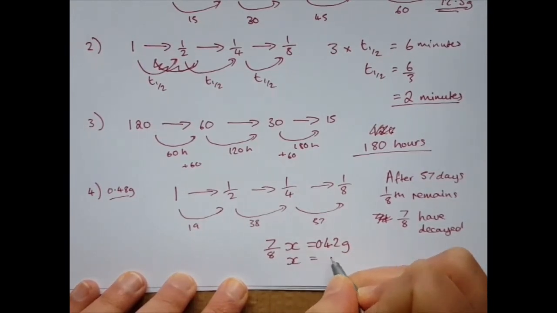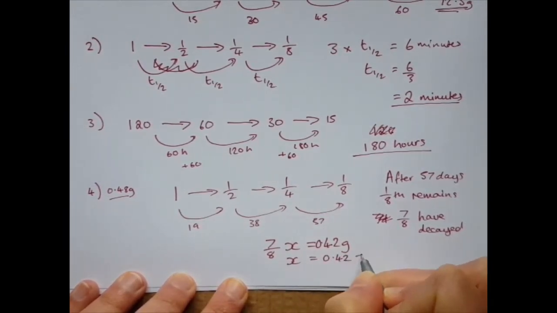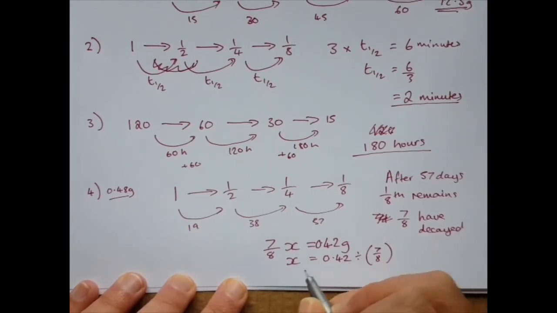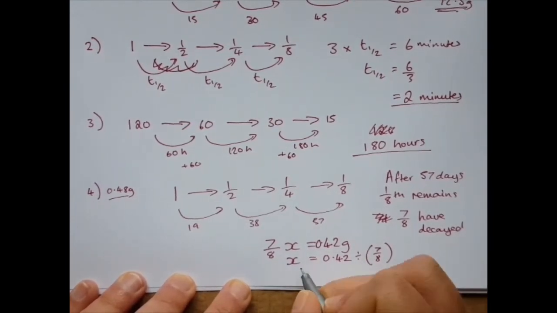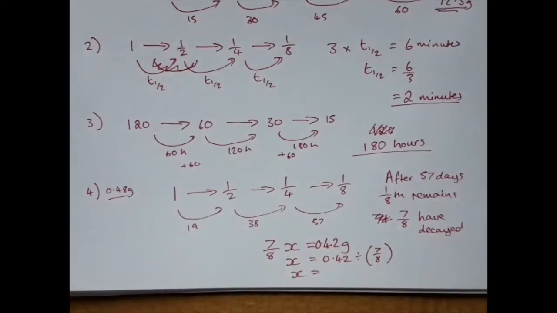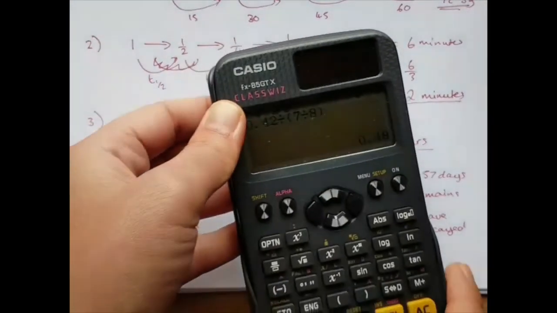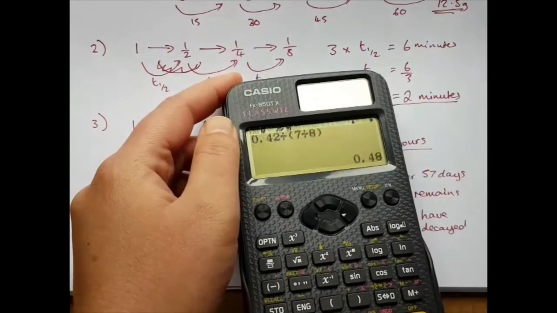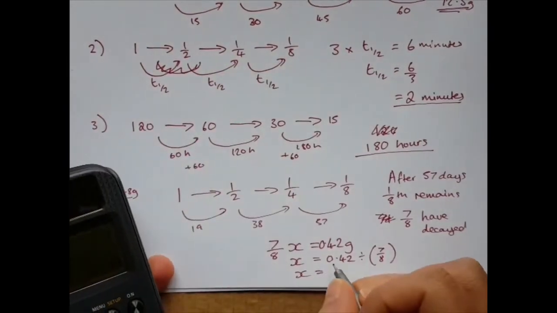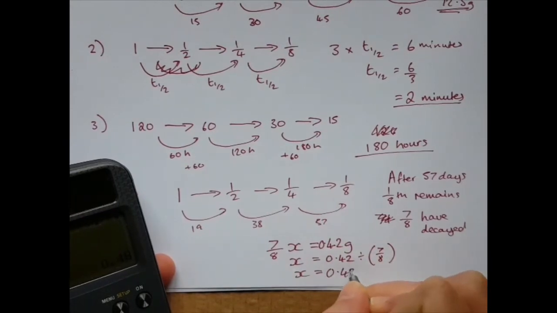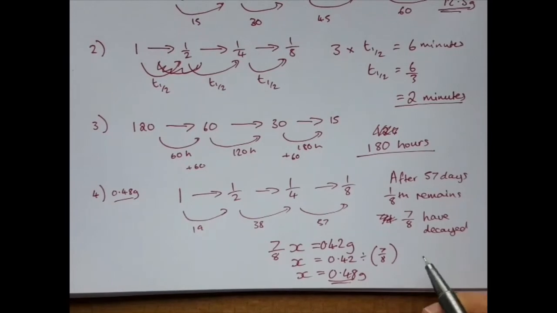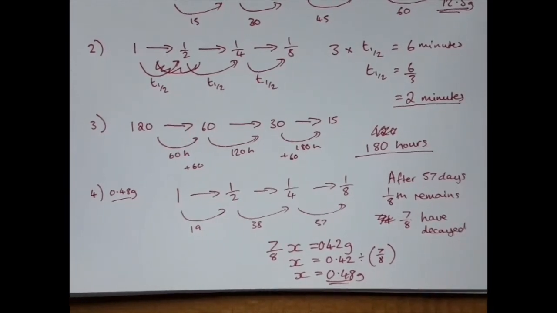so X is going to be 0.42 divided by 7/8. Make sure you put the brackets when you do this sum in your calculator, and that gives us, so you can see the way I've laid it out here, 0.42 divided by 7/8, and that gives us 0.48 grams. So that one I would say is definitely trickier than something that you would get in the exam, but well done if you got it.